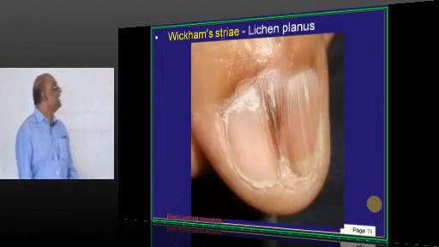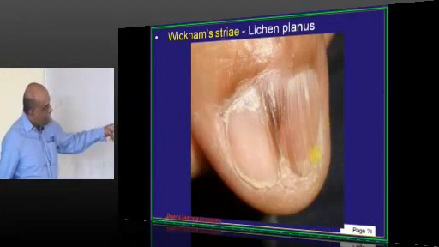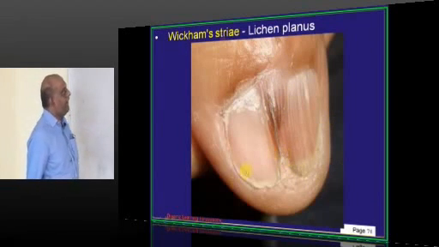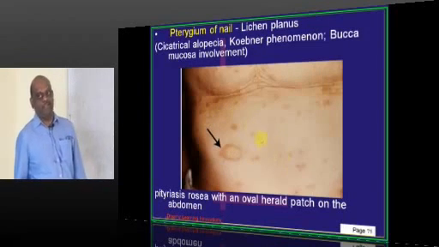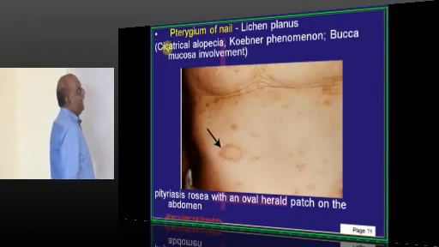So now, Wickham's striae is lichen planus. Then what is this called, doctor? Pterygium. So where do you see pterygium? Pterygium of the nail is a feature of lichen planus. Once more is what you need to remember.